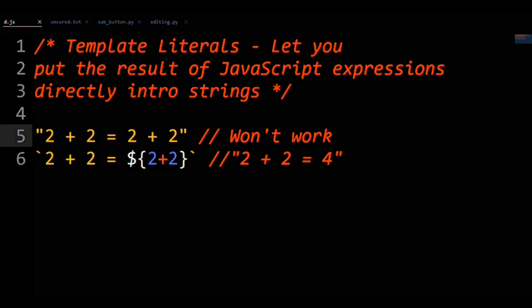To use a template literal, you must first enclose the string in backticks. Then, when you want to insert the expression directly into the string, you use the $ sign and then a pair of curly braces. Then you can say properly with a string, 2 plus 2 equals 4.